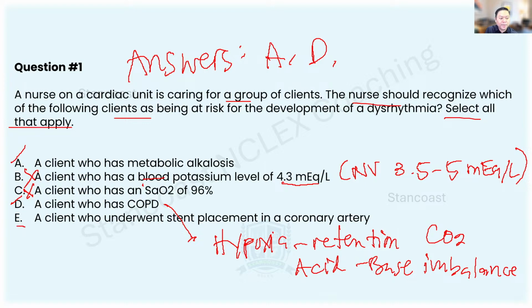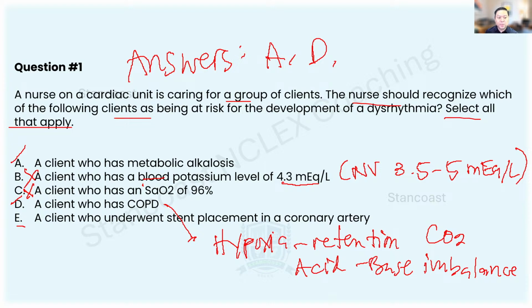Now, what about letter E? A client who underwent stent placement in a coronary artery. What do you think about that? Well, as we know, the stent placement may increase the cardiovascular risk, but it doesn't correlate with increasing risk of dysrhythmia. It doesn't, okay?